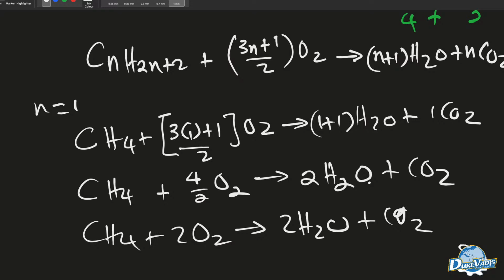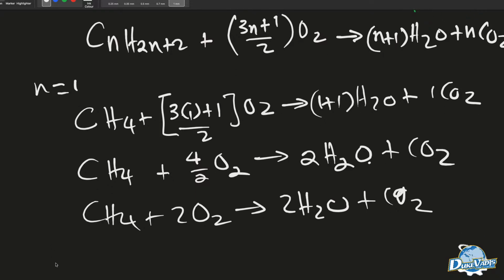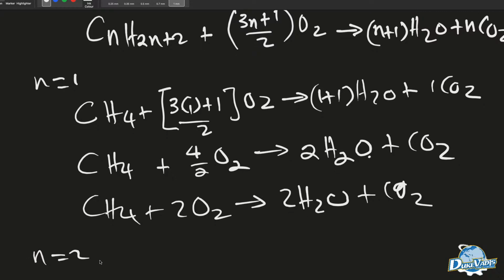Because we have 4 hydrogen on the left, 4 hydrogen on the right. We have 2 oxygen in water and 2 oxygen in carbon dioxide. That balances the equation. So let's see, if that is true, let's try when n is equal to 2. When n is equal to 2, as the formula goes, it's going to be what?